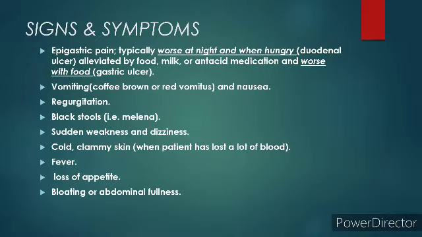Regurgitation is the rising of a mixture of gastric juices and sometimes undigested food through the esophagus and into the mouth. Then we have melena, black stools. This stool is black because it is a mixture of blood with stool. The presence of blood in stool is called melena.